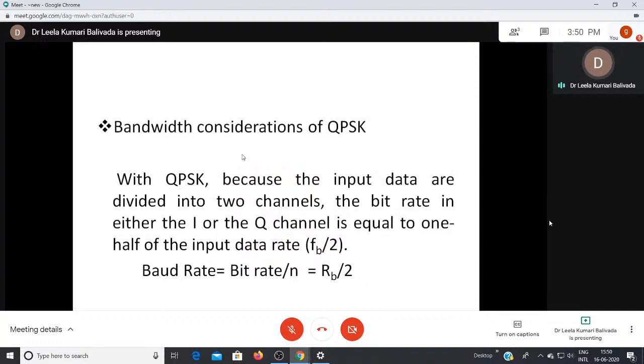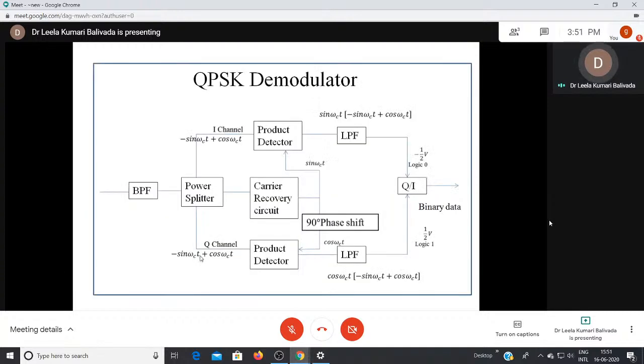Coming to the bandwidth considerations of QPSK, because the input data are divided into 2 channels, the bit rate in either the I channel or the Q channel is equal to 1/2 of the input data rate, which is equal to fb by 2. And since bandwidth is equal to baud rate and baud rate is equal to bit rate by n, since here we are transmitting 2 bits to represent one symbol state, therefore bit rate by 2, which is equal to Rb by 2. Okay, so this is the bandwidth considerations of QPSK.